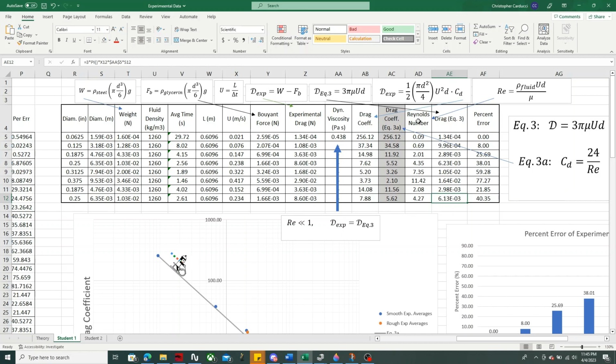So then we calculate the Reynolds number. The Reynolds number is just the density of the fluid times its speed, u, times its diameter. Make sure you're using meters, the converted one, not inches. You'll get something incorrect. And then the dynamic viscosity.